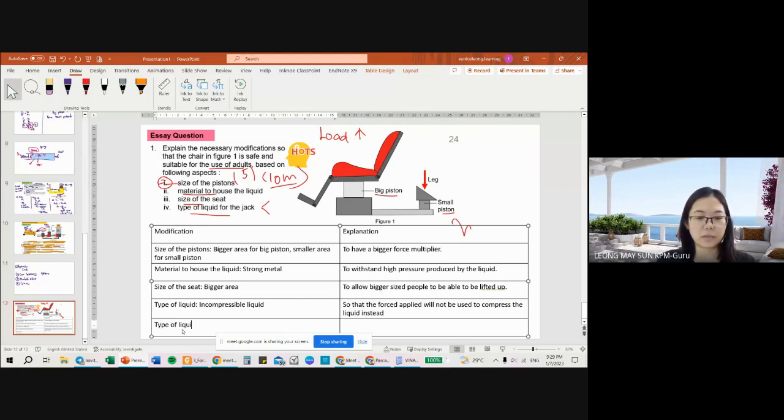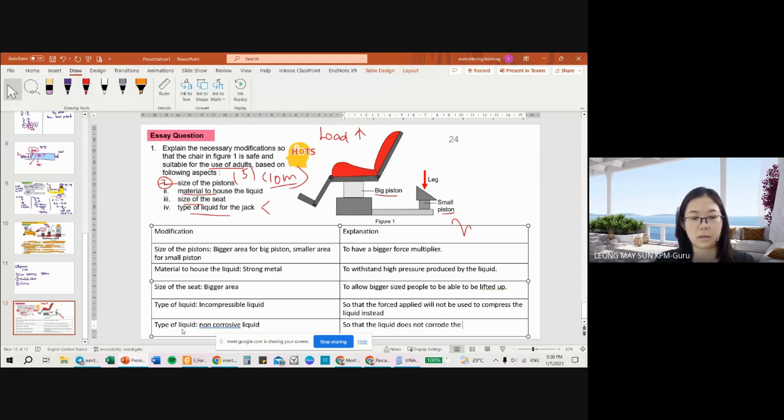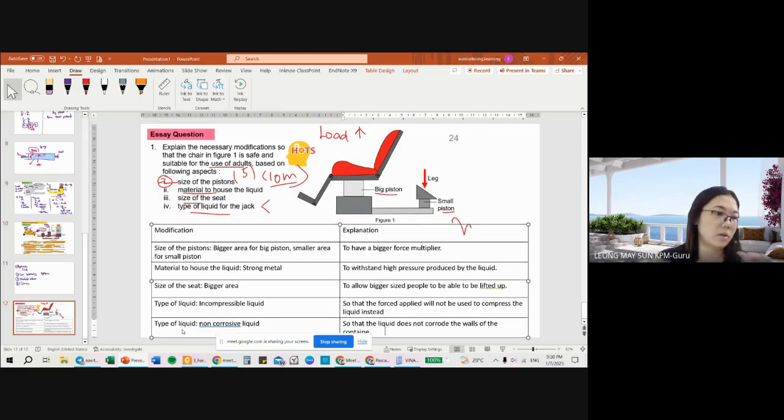So the next type of liquid that we can talk about is non-corrosive. Non-corrosive liquid, so that the liquid does not corrode the walls of the... okay, I'm going to use this.